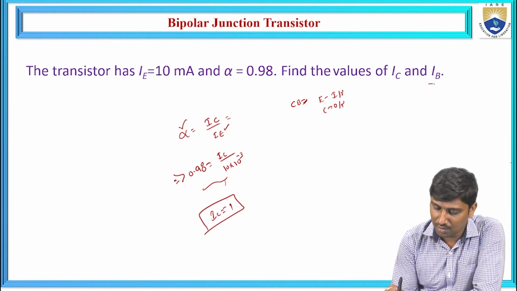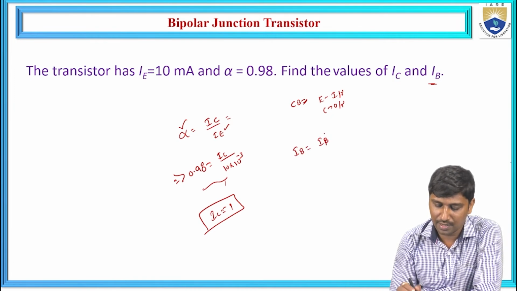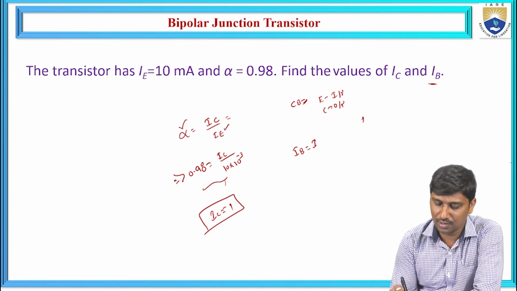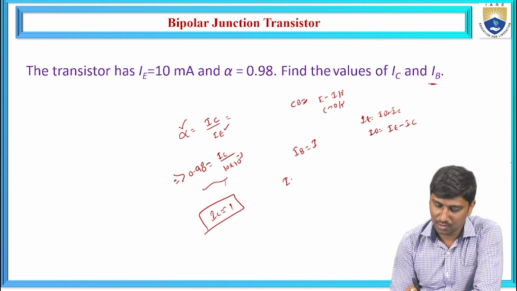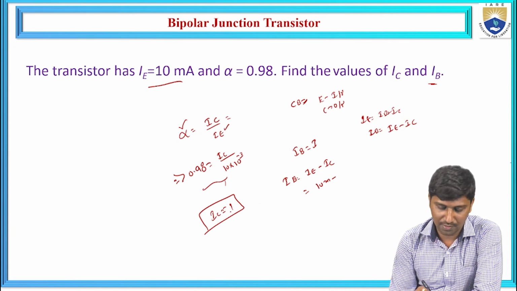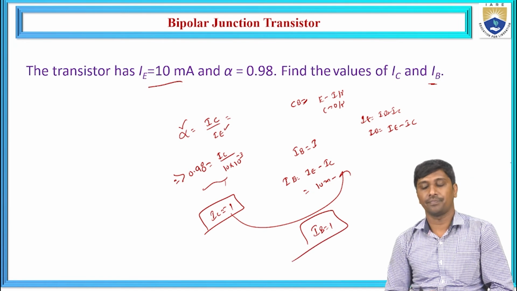After this, we need to calculate the base current IB. We know that IE is equal to IB plus IC, so IB is equal to IE minus IC. Here IB is the difference between the emitter current and the collector current. The IE value given is 10 milliamperes, minus the IC we got, which should be substituted here to obtain the base current, that is the IB value.